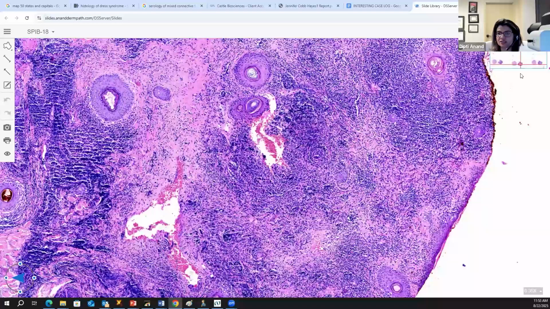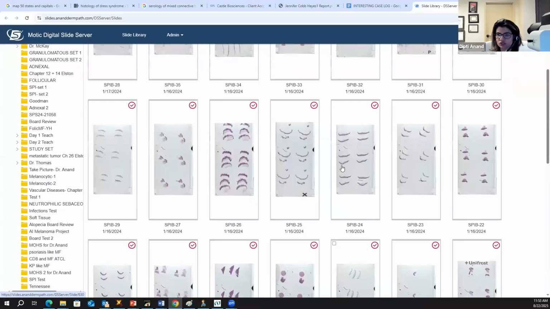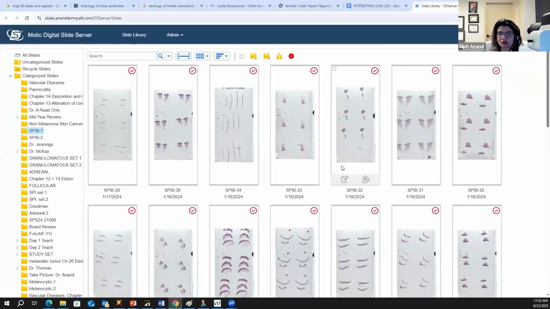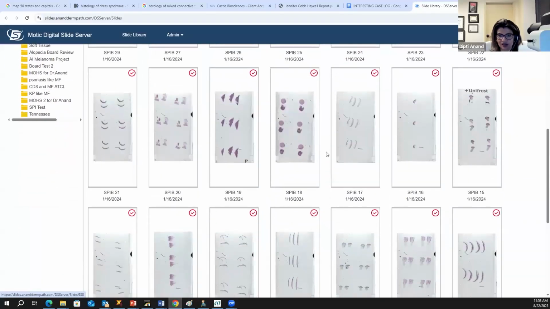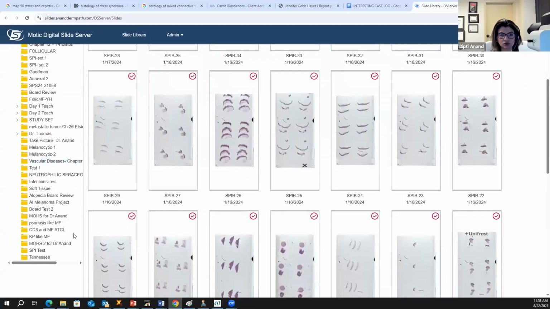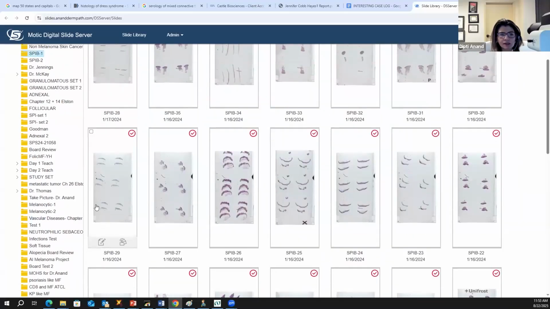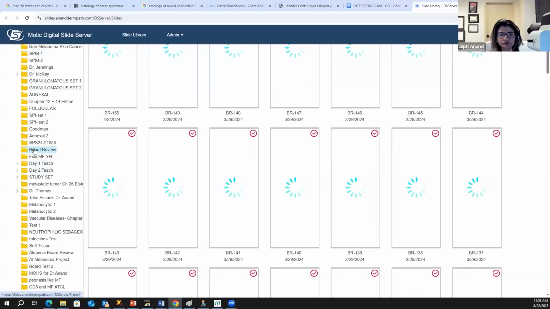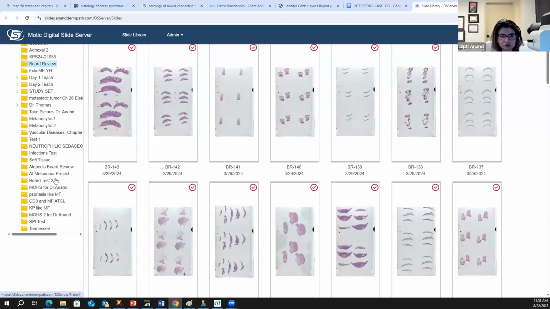Let's see if I have another alopecia in here. I do not have it, but give me one minute. Oops, went to the completely wrong folder.